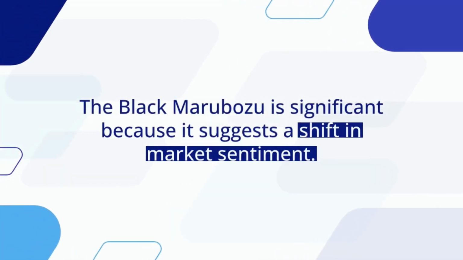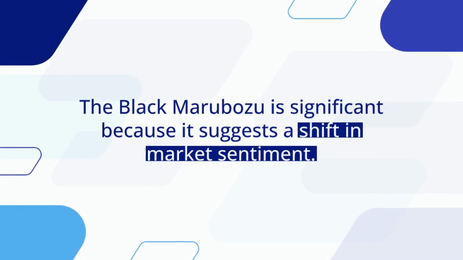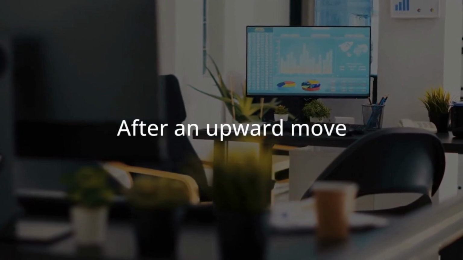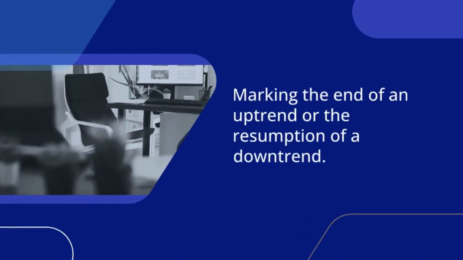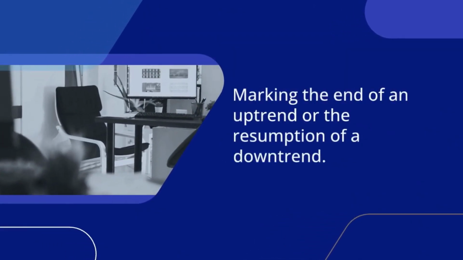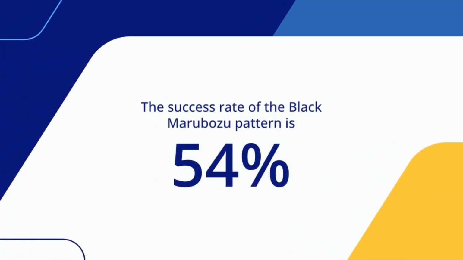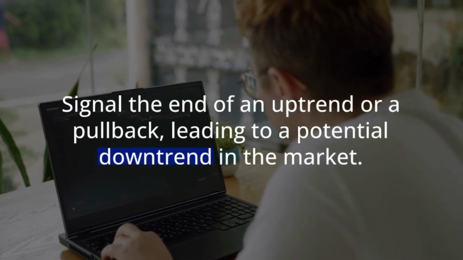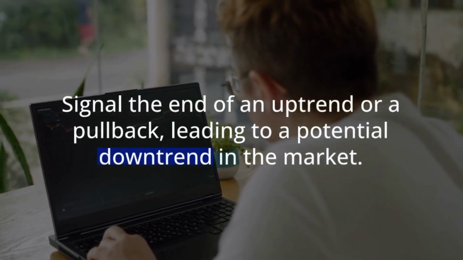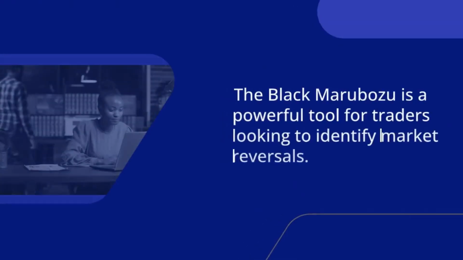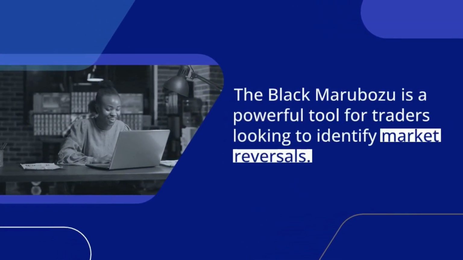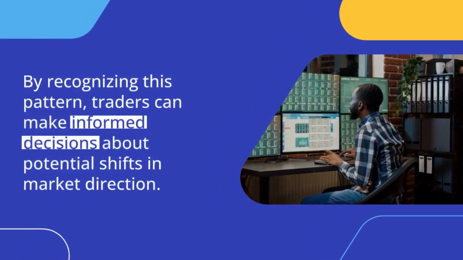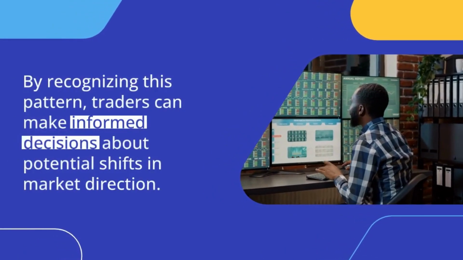The black Marubozu is significant because it suggests a shift in market sentiment. When it appears after an upward move, it indicates that bears are gaining strength, potentially marking the end of an uptrend or the resumption of a downtrend. The success rate of the black Marubozu pattern is 54%. When it appears at the right location, it can signal the end of an uptrend or a pullback, leading to a potential downtrend in the market. In summary, the black Marubozu is a powerful tool for traders looking to identify market reversals. By recognizing this pattern, traders can make informed decisions about potential shifts in market direction.